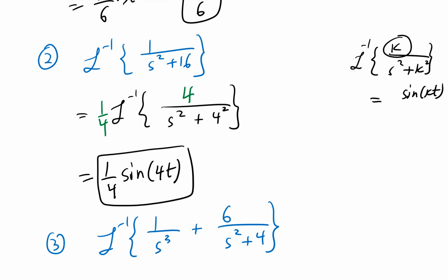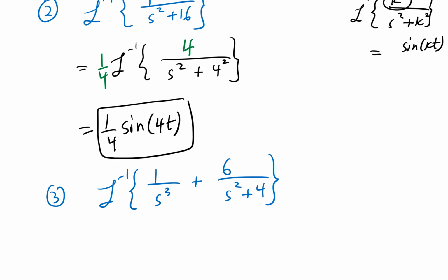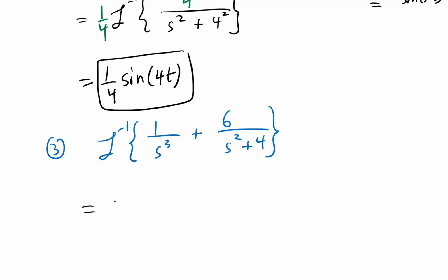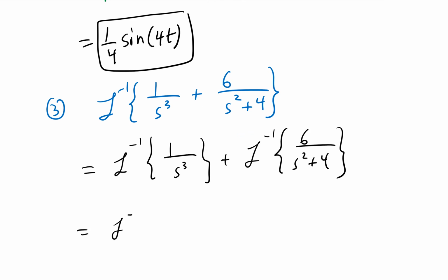Try this one. Move on. So this one, by linearity of inverse Laplace, we can break this down to the inverse Laplace of 1 over s cubed, over this one, 6 over s squared plus 4. Notice on the top there is a number, there's no s, so that reminds me of sine. But what I'm going to do here is keep this the same for now.